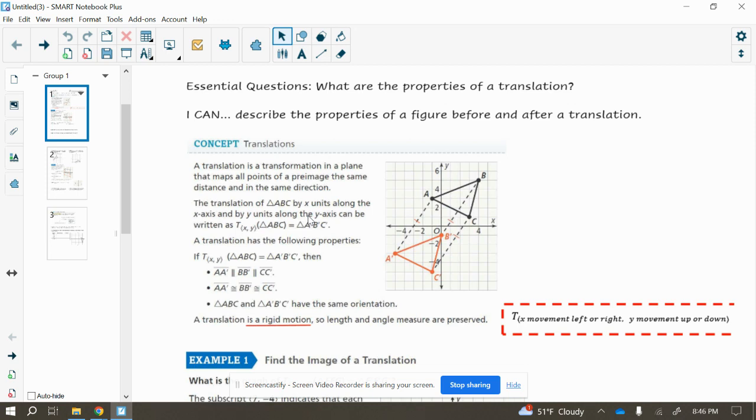Everyone, and welcome to lesson 3.2. Today we are going to talk more about transformations and our second type of rigid transformation called a translation.